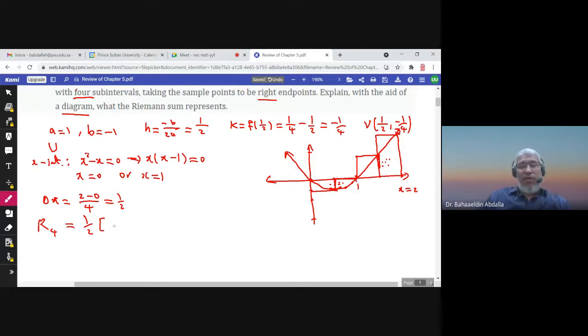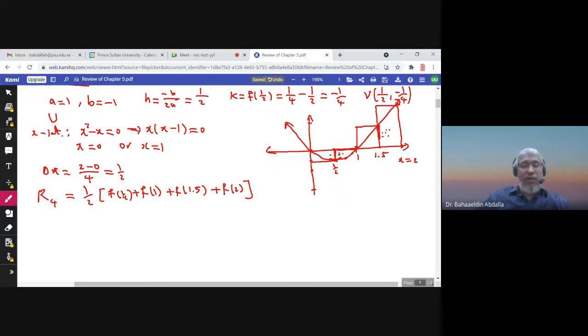So we will have f of half. This would be the height of the first rectangle. f of 1, the height of the second rectangle. f of 1.5, the height of the third rectangle. And f of 2, the height of the last rectangle, the fourth rectangle. Notice that f of 1 is 0, so that's why this rectangle is just a line.